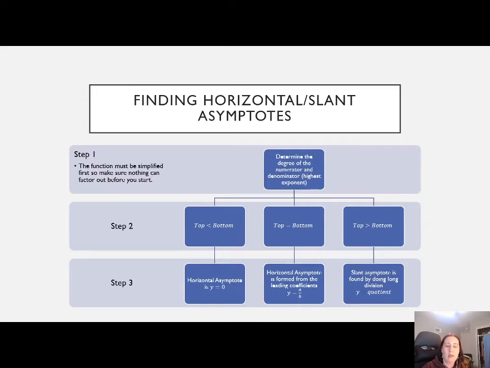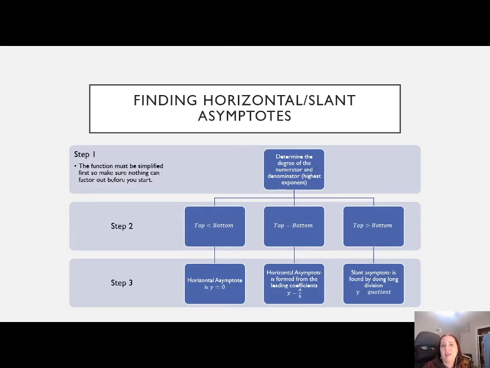If the highest exponent on the top is smaller than the highest exponent on the bottom, that's the degree, your horizontal asymptote is y equals 0 every time. You don't have to do any solving; you recognize that and say, oh, it's 0 every time. If the degree of the top is equal to the degree of the bottom, it's taken from the leading coefficients. You just take the numbers in front of those highest terms. That is your horizontal asymptote. Again, you don't have to do any work other than simplifying in case it's a fraction. It's literally the numbers in front of them.